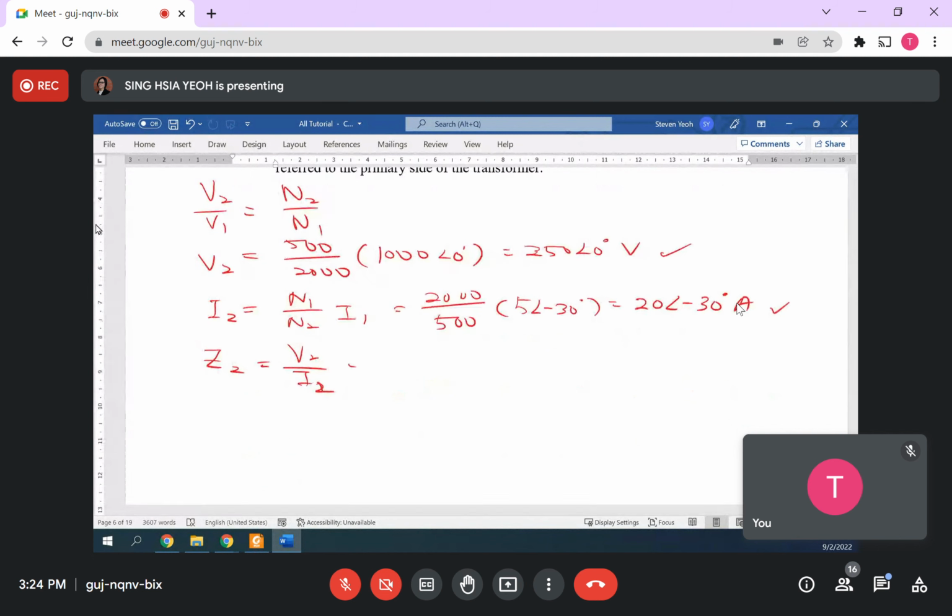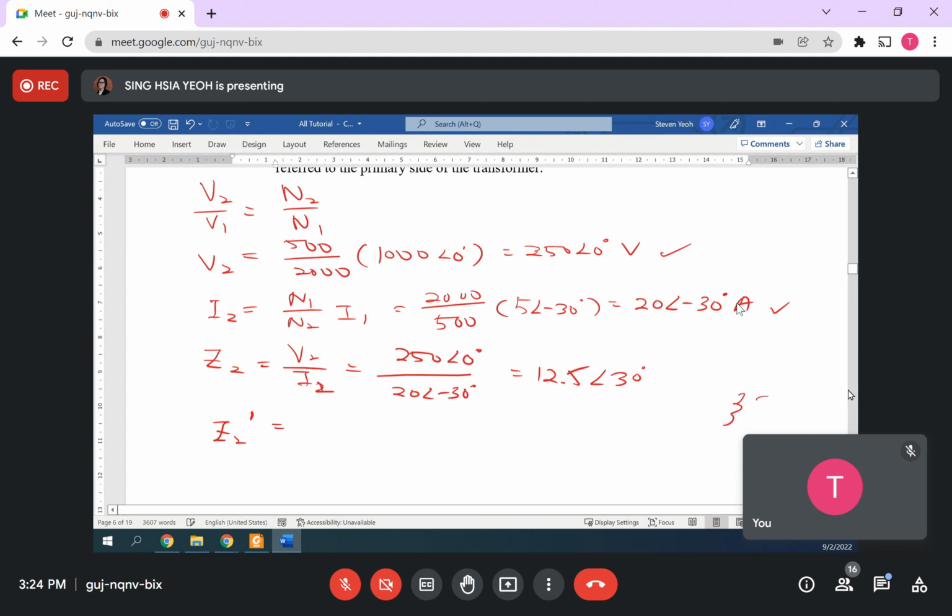So you are going to use 250 divided by 20 angle negative 30 degrees, which equals 12.5 angle 30 degrees. Then once you have Z2, this Z2 prime means that you want to map it like this, right? Primary here, secondary here, then impedance here.